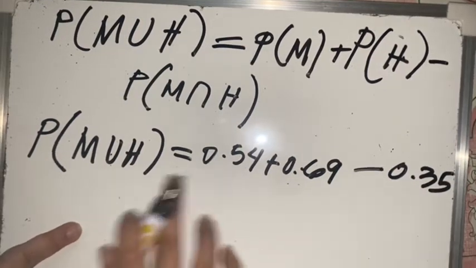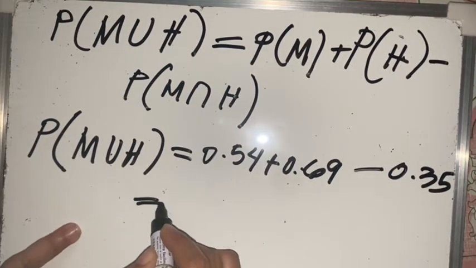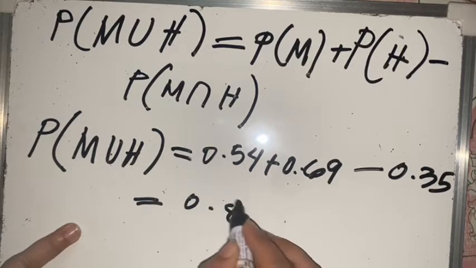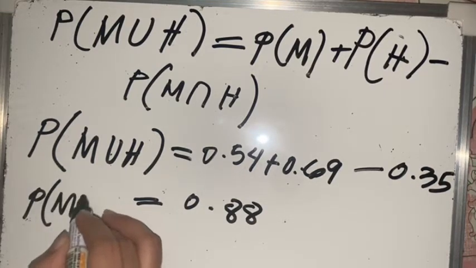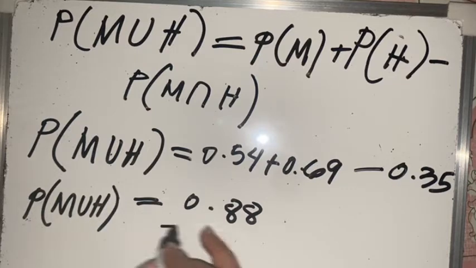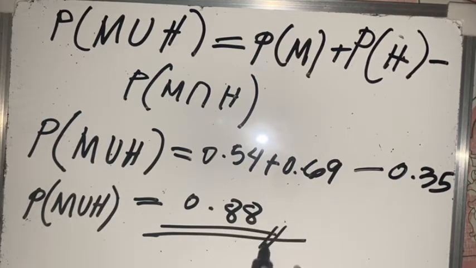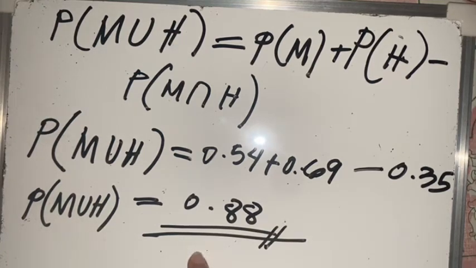So let's add that one. That would be 0.88. So our P of M union H is 0.88, or 0.88 is the probability that students took mathematics or history.